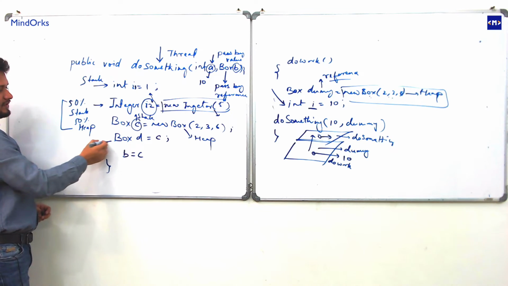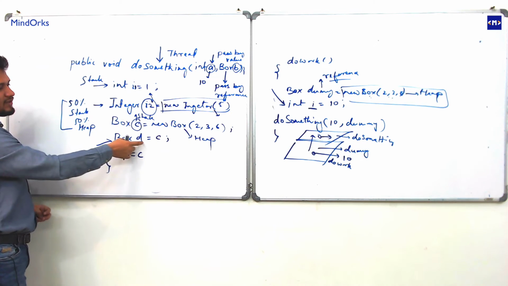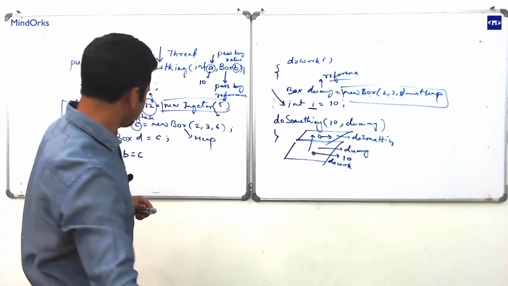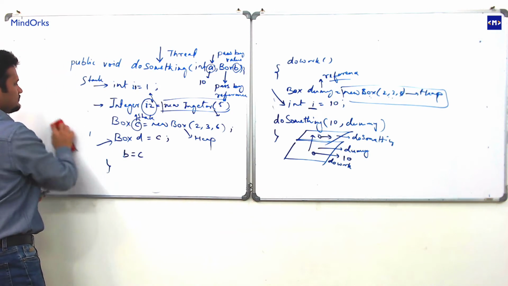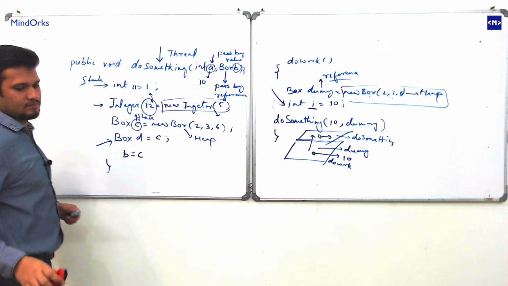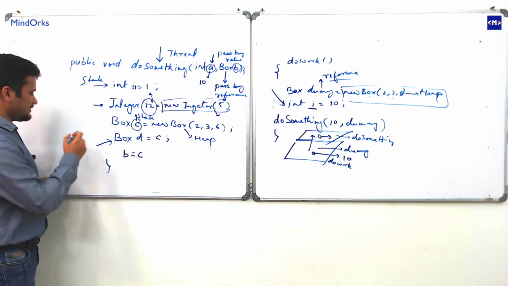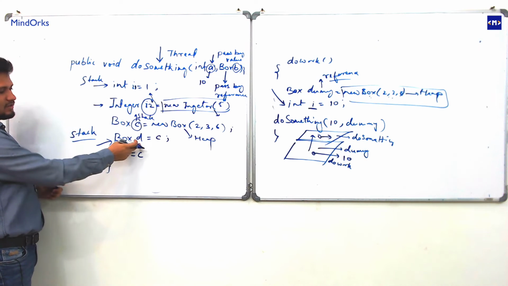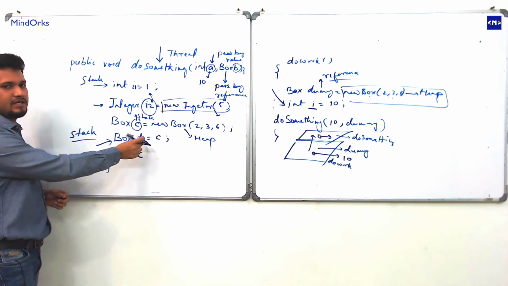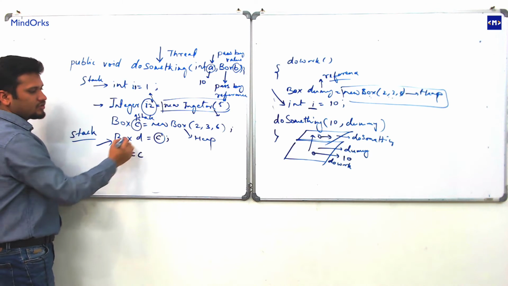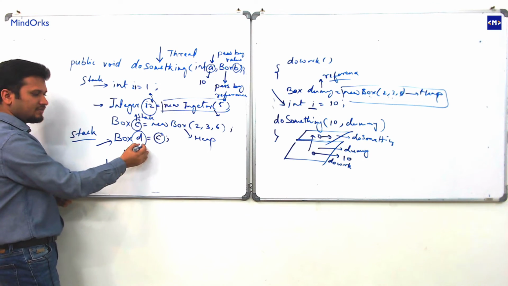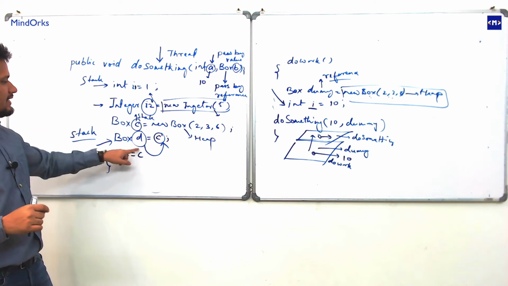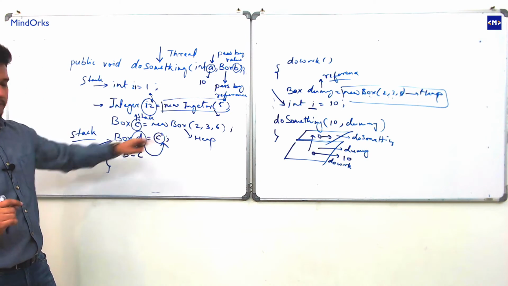Now tell me again, where will this D be? Exactly, very good. So it will be in the stack. This is just a reference, so this will be in the stack. And C was also a reference, so basically C is a reference which is referring to another reference. So indirectly it is referencing the heap.